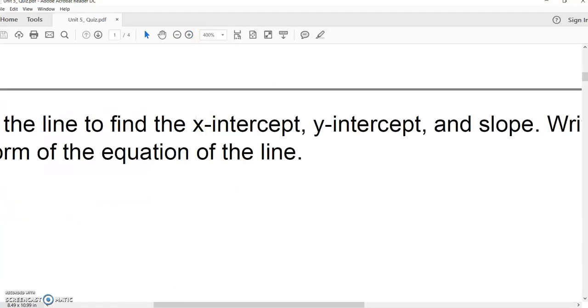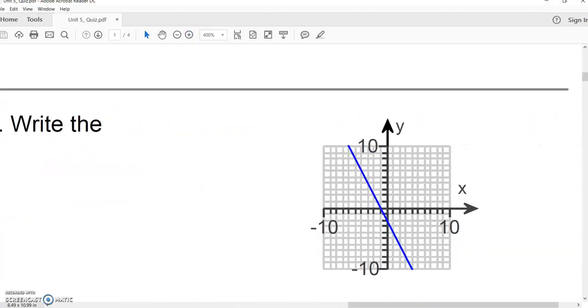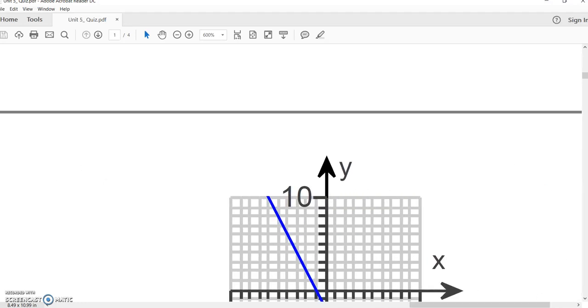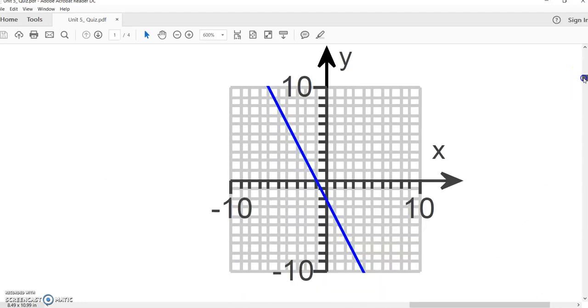So the first thing is the x-intercept. Remember, the x-intercept is the point on the x-axis where the graph intersects or cuts through. As you can see for this graph, this is the exact point where the graph cuts through the x-axis, and that point is, this is the origin, which is 0. If you're going left, that's the negative side, and it's just 1 unit left. So the x-intercept is negative 1.